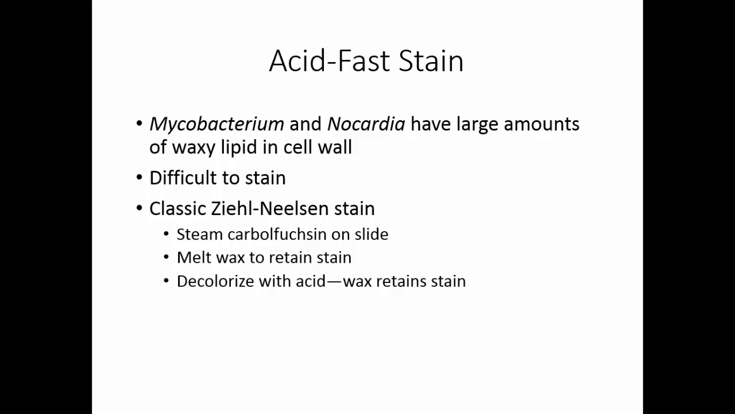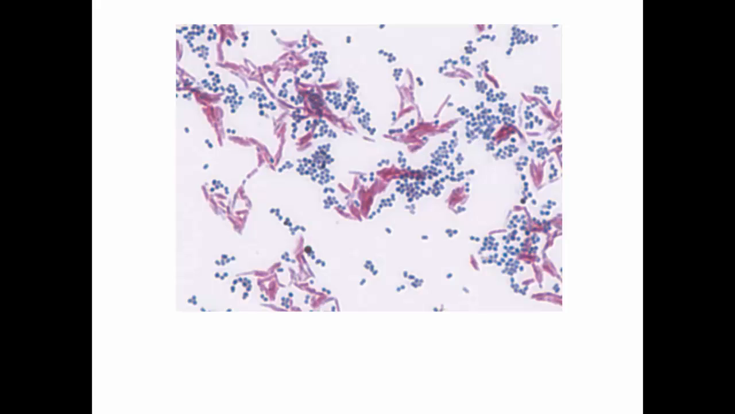you need to decolorize with a weak acid. The wax will still retain the stain, but all other components of the cell will lose the stain. Then you counterstain with methylene blue. The idea is acid-fast cells will be pink, non-acid-fast cells will be blue.